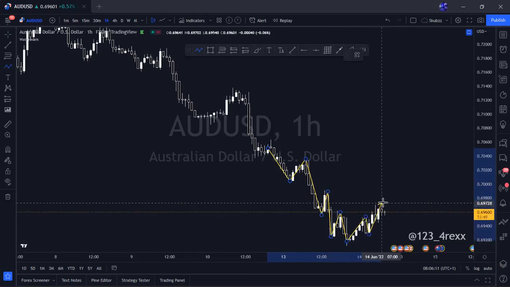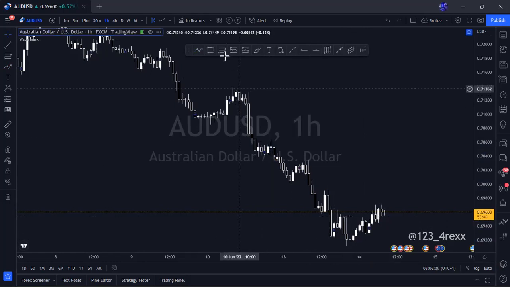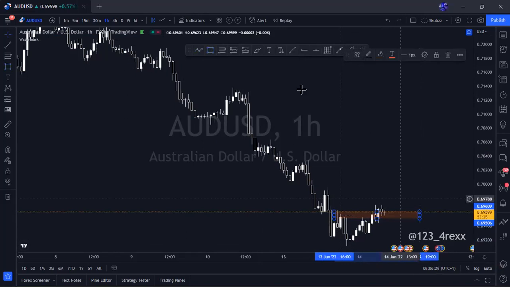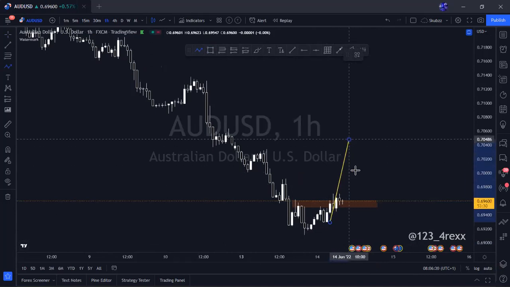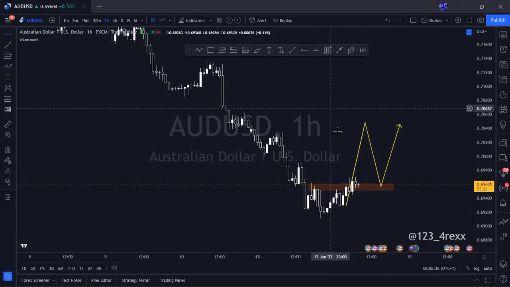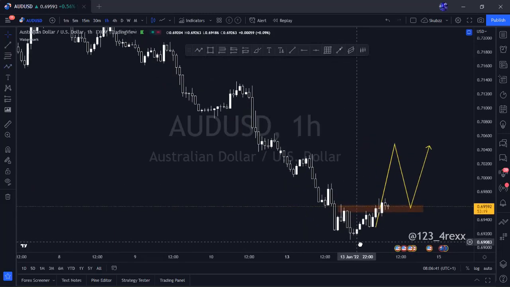Now we're kind of trying to break structure to the upside, but I've not seen that clear break, so I'm not going to bank on it yet. And this is the high I'm going to be looking at. This one is the lower high for me. What I'd like to see is that push to the upside and then the retracement. That's basically how I'm going to be looking at it, if it shifts. But if it doesn't shift and we break this low to the downside, then I'll be looking at it from a different perspective.